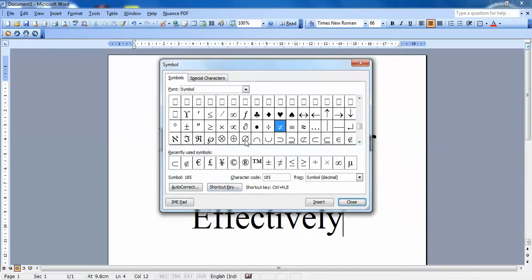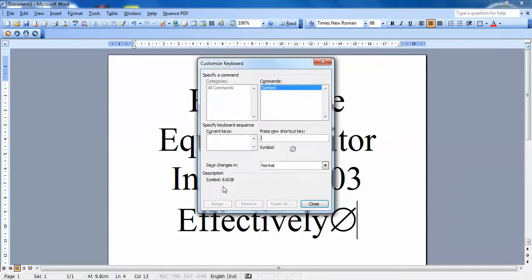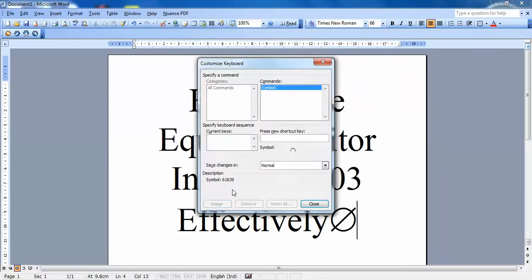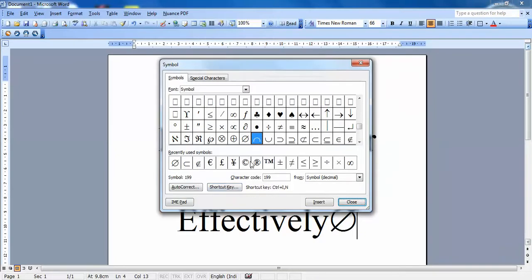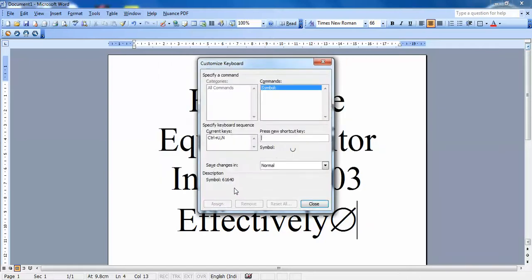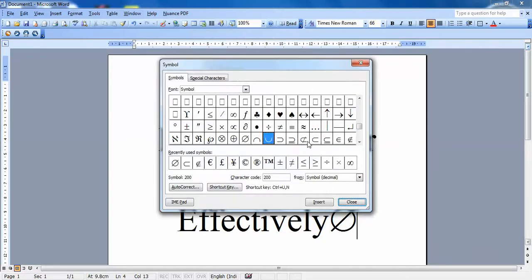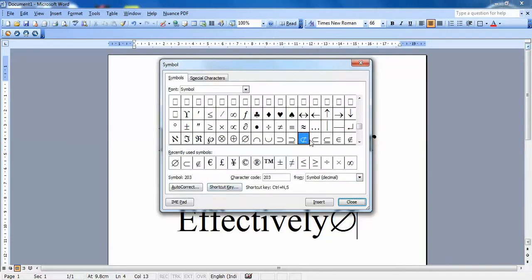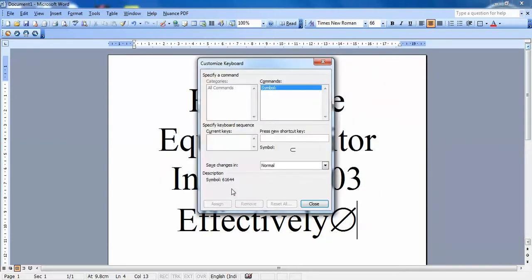Then we have a null set, so control NU. This is intersection, so control IN. Union, so we take control UN. Then we take not a subset, so control NS. Then a subset, control SS.